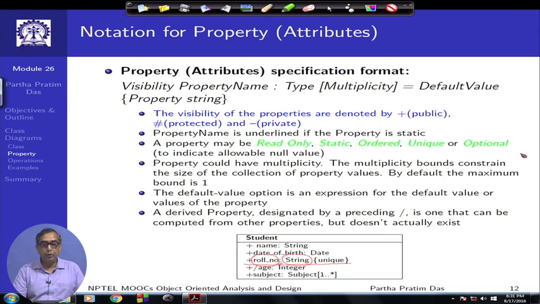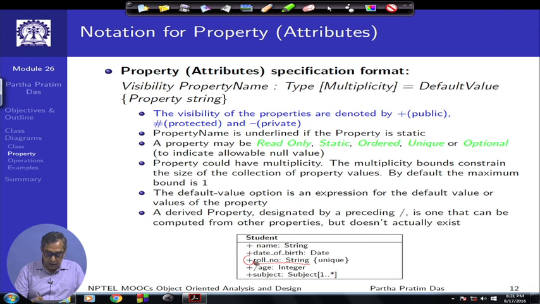Those of you who may be familiar with C++ and Java will relate that we keep similar information in a C++ or a Java class, but it is just that we write them in a different order. We first write the type name and then we write the variable name. Here we first write the property name and then we put the type to which it belongs. So, that is this part.